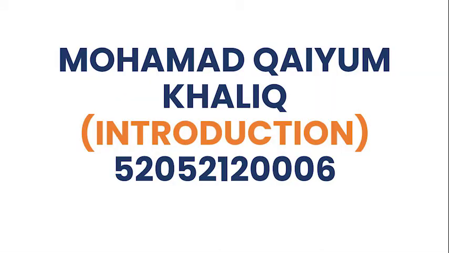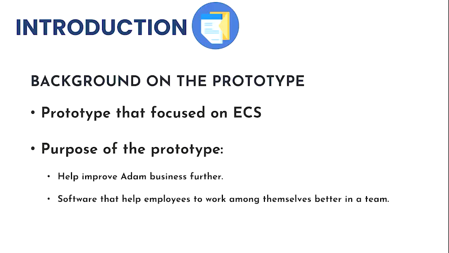Introduction. The background of our prototype. Our prototype is focused on Enterprise Collaboration System, also known as ECS. The main purpose of our team is to make an ECS prototype that can help improve ADM business. So, we came up with software that helps employees work among themselves better in their team and other teams easily, to increase the productivity rate of ADM's company.